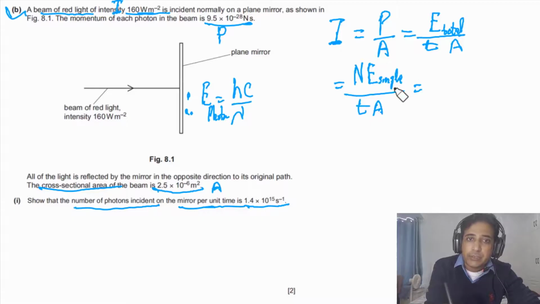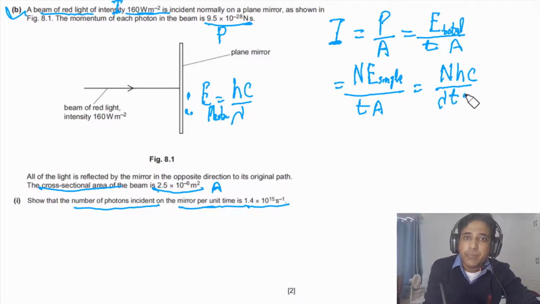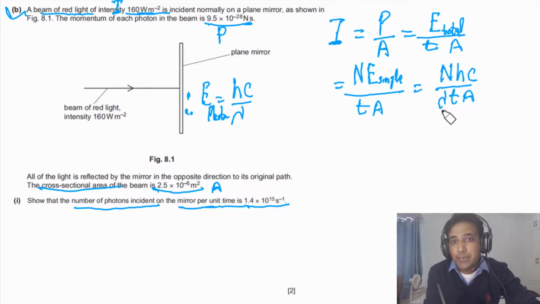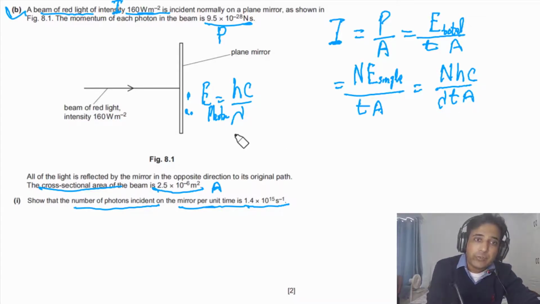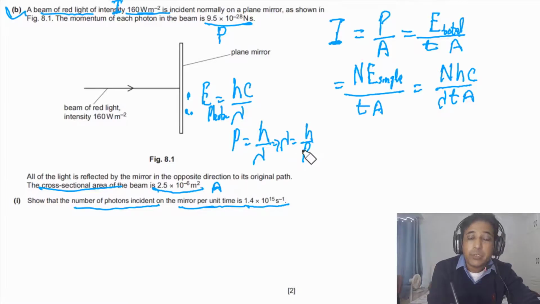So we can replace the energy of a single photon with this. So this is N h c divided by lambda times T times A. As the value of lambda we don't have, we can rewrite this one. We can say momentum is equal to h over lambda. So from here lambda will be equal to h over p, because we have the value of momentum but we don't have the value of wavelength. So we can replace this lambda.